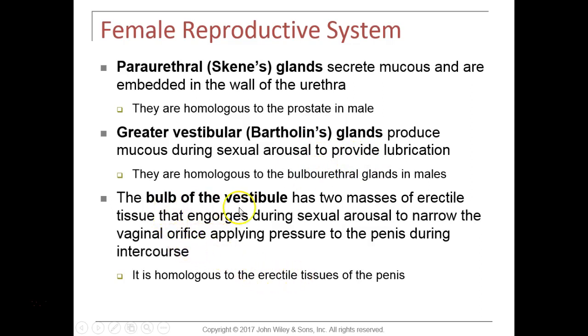There's also the bulb of the vestibule. The bulb of the vestibule is erectile tissue that engorges with blood during sexual arousal, and it helps narrow the orifice of the vaginal canal, which applies pressure to the penis during sexual intercourse. It also, as the vestibule engorges with blood, compresses the opening of the urethra so that urine can't flow during sexual intercourse.